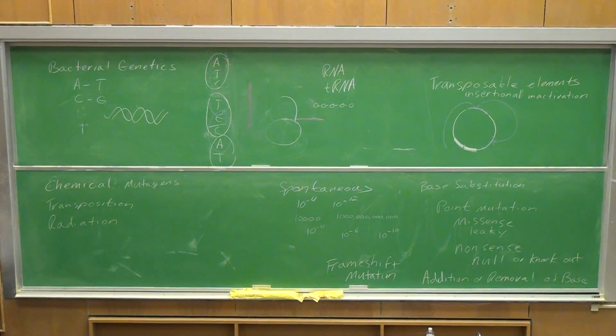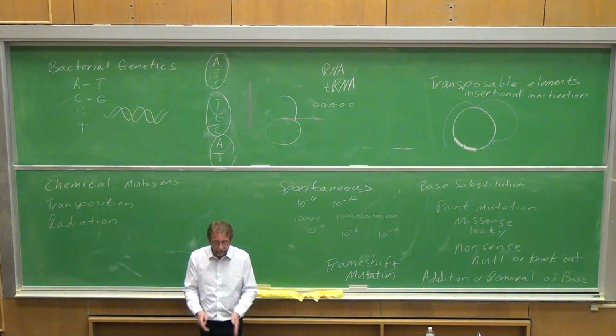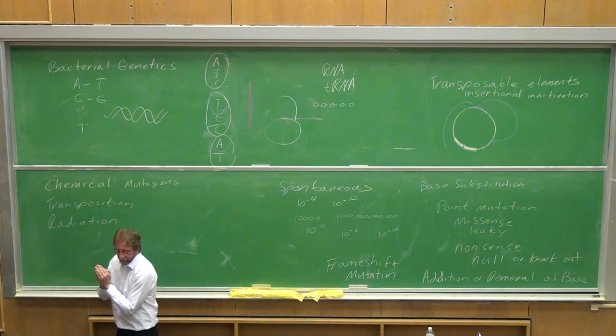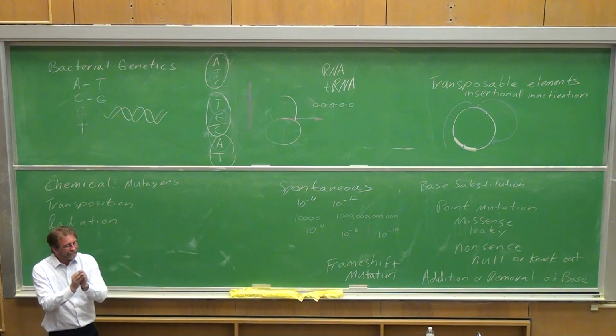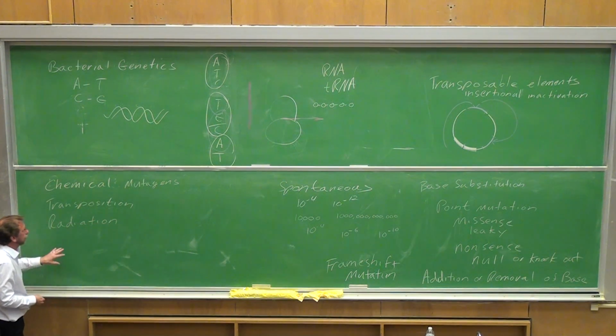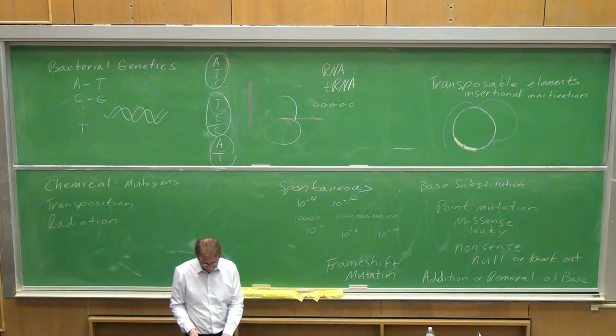Radiation is another way of inducing mutation. UV radiation causes dimers to form between the thymine molecules, and then these have to be clipped out and repaired, and in the repair process, mistakes are made. So UV radiation can cause mutations to occur.